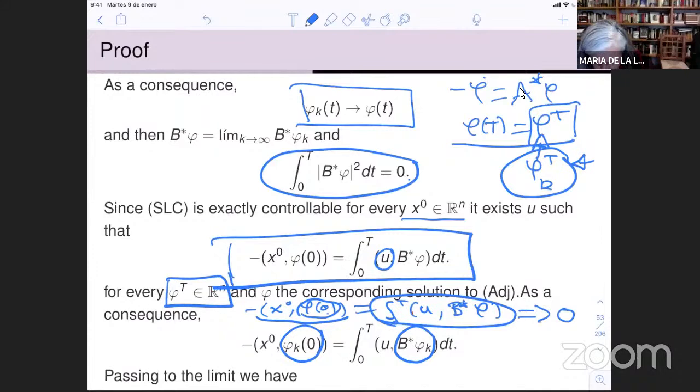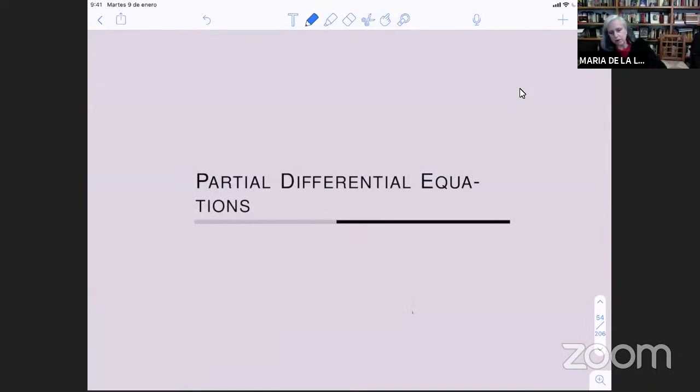So I finish today with that, because tomorrow we are going to start with partial differential equations. So please let me know if you have any doubt or comments or something. I don't know if it is very clear. I don't see you, so.